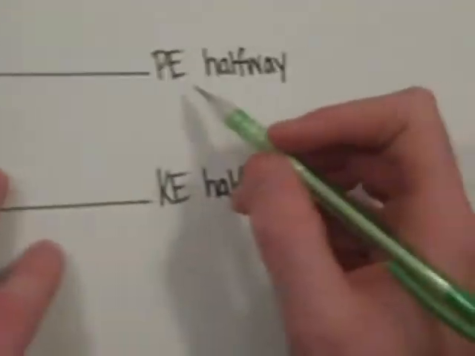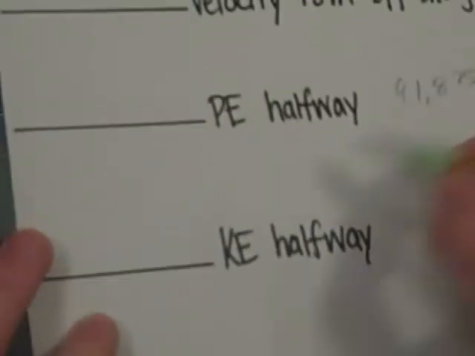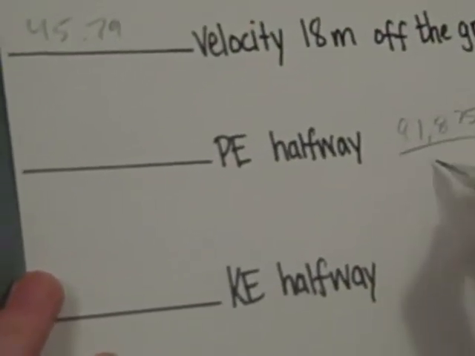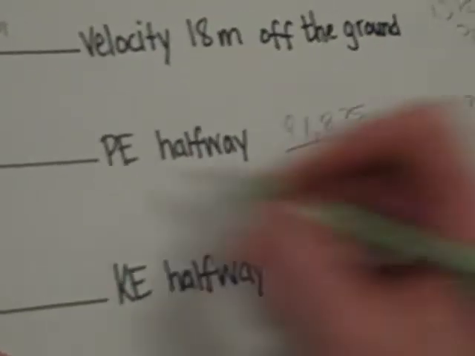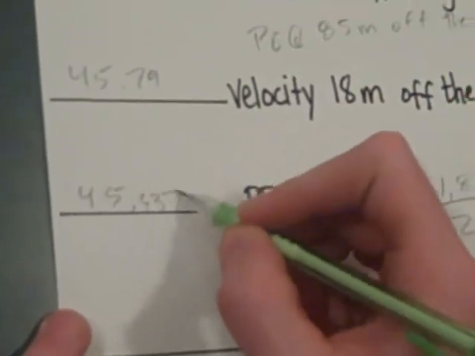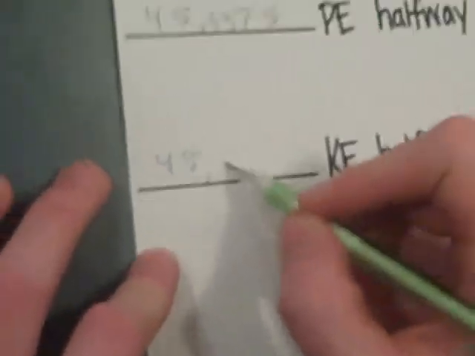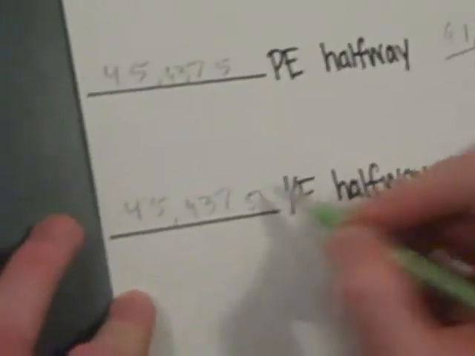Next, we have to find the potential energy halfway. Earlier, we found the potential energy at the top was 91,875. So we take that number, and because we're trying to find it for halfway, all we have to do is divide it by 2. And for that, we get 45,937.5. And potential energy halfway will be the same as the kinetic energy halfway, so that answer is also 45,937.5. And that is how you solve the Wiley Coyote problem.